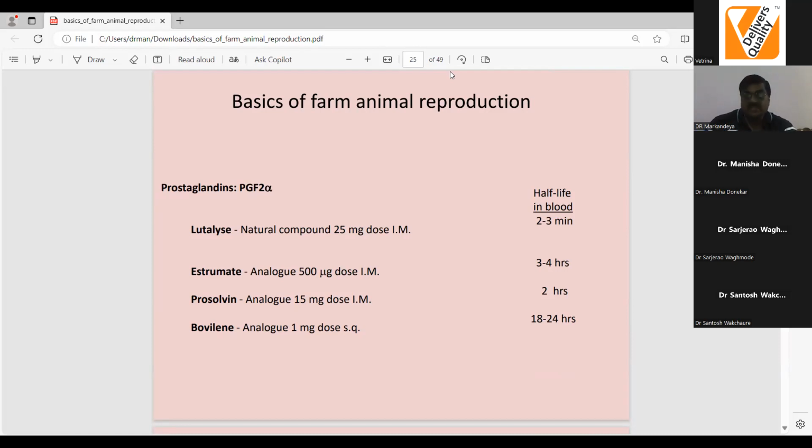So please remember that if it is natural luteolase, it has a 2 to 3 minute half-life in the blood. If it is the 500 microgram preparation, it will remain 3 to 4 hours. The other has a 15 milligram dose, and it will remain for 2 hours. Of course, other things are not available in our Indian market. So likewise, our judgment remains with the half-life of the prostaglandins for clinical use. Next one.